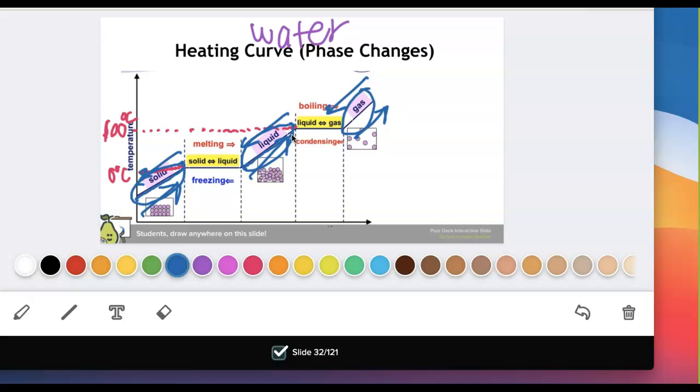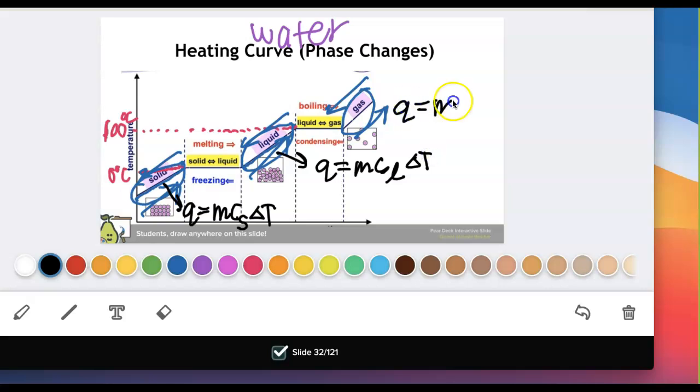It's MCAT. So the equation for this line right here is Q equals MC solid delta T. The equation for this line is Q equals MC liquid delta T. The equation for this line is Q equals MC gas delta T. So yes, even though we said water's specific heat is 4.184, that's only in the liquid phase. It's actually not that when it's in the solid or the gas phase. Now, what is it? I don't know right now, but I will give it to you. You don't have to memorize it. It'll be a constant that'll be given, okay?